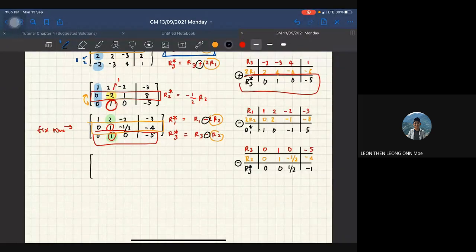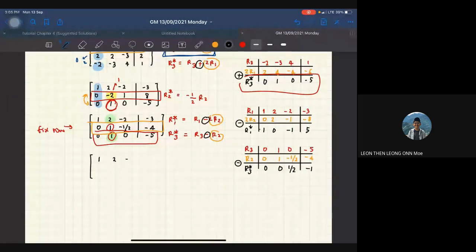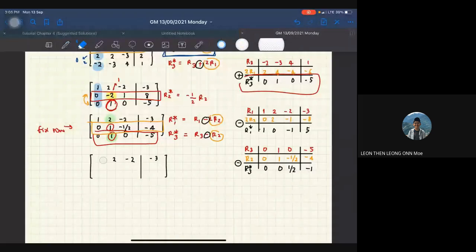InsyaAllah tak ada. Okay, so kita salin balik. So first we write down our fixed row. So we have 1, 2, -2 and then a vertical line, -3. Close bracket. Okay, so betul ke saya buat ni? Tersilap je. Nope, that is not our fixed row. Our fixed row is the second row. Sorry.